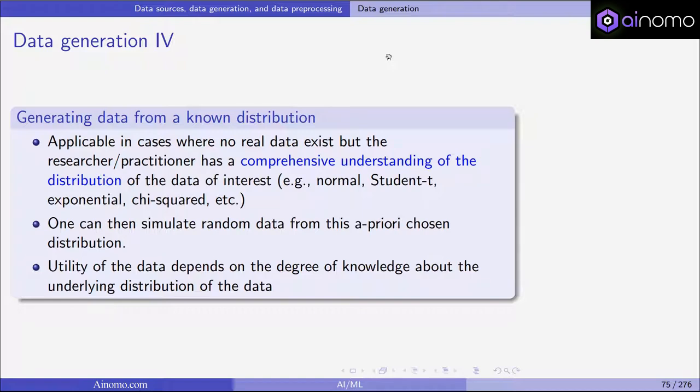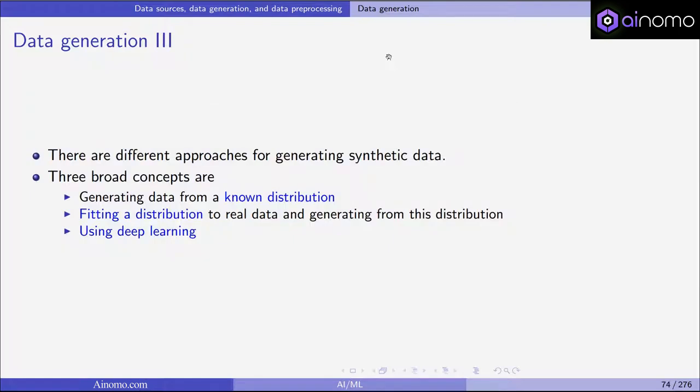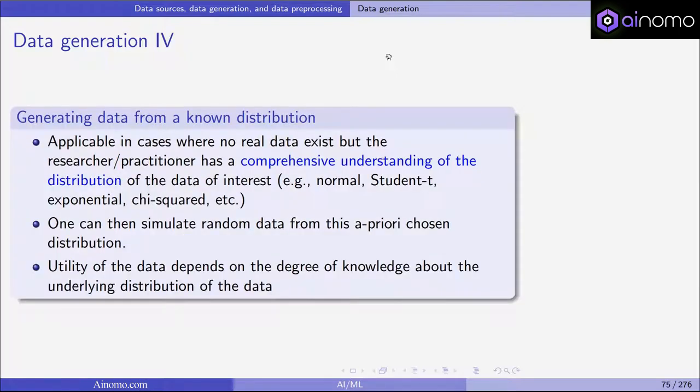The difference later on to the second method, where we fit a distribution to real data, is actually that you simply assume the distribution and you assume it to be known. You make an assumption. For example, a normal distribution with mean 2 and standard deviation 5. This is an assumption that is not validated by any estimation, by any look at the real data.